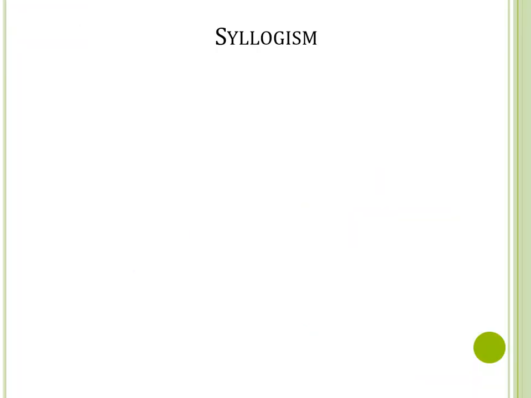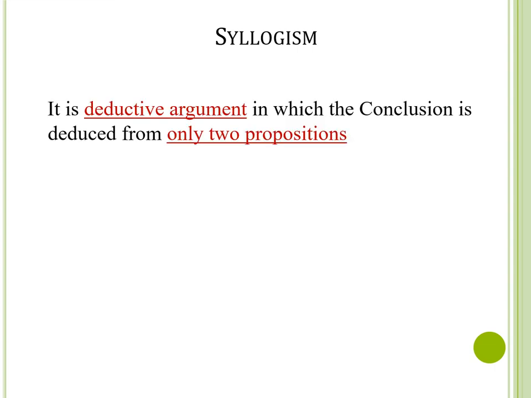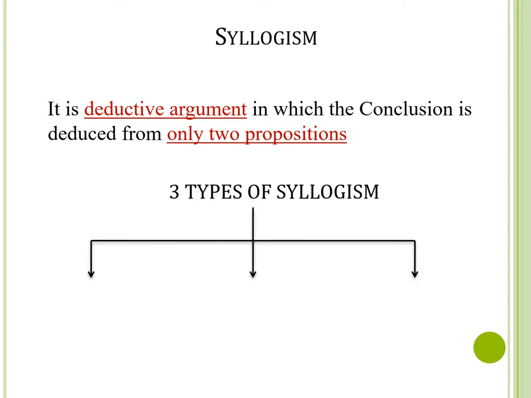We have already studied the meaning of syllogism in the previous chapter. Syllogism is a deductive argument in which the conclusion is deduced from only two propositions. We have already studied the three types of syllogisms, namely disjunctive syllogism, hypothetical syllogism, and categorical syllogism. In this chapter, we will be studying categorical syllogism in much detail.